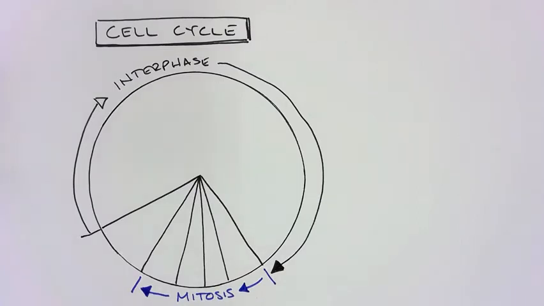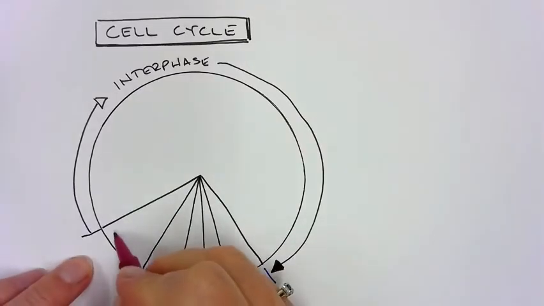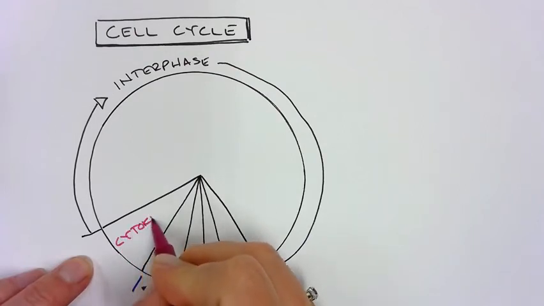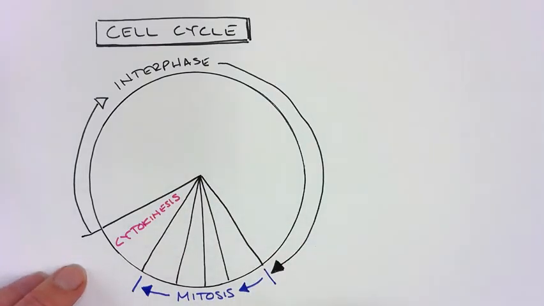The last part of the cell cycle is called cytokinesis, or cell division.